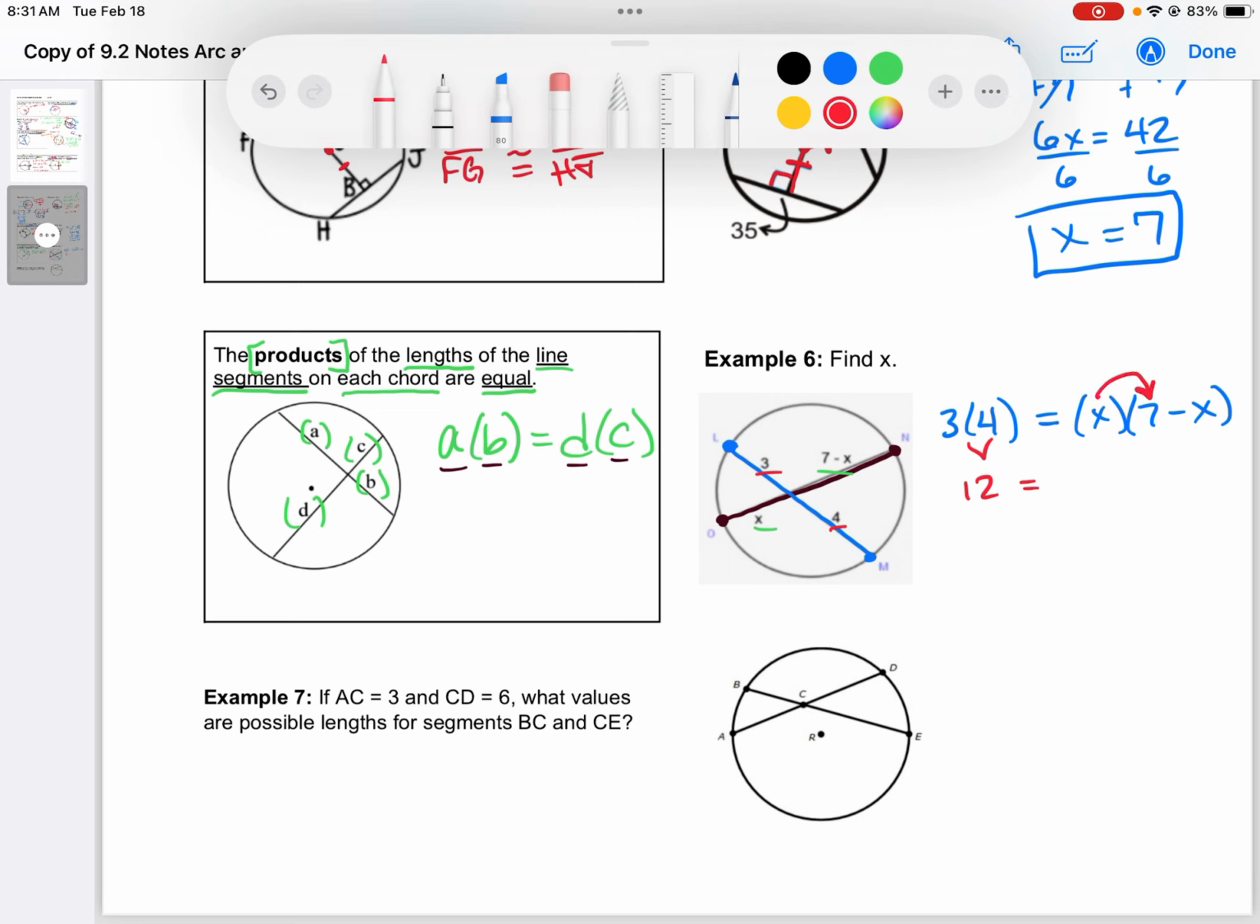But on the right side, I've got a binomial and I've also got a variable. So I've got to distribute this. So x times 7 is 7x, and x times x is x squared. All right, so at first thought, you might be thinking, okay, I got to move some things over. I got to divide. But what we should do in this case is we should try to move everything to one side and get this equal to 0.